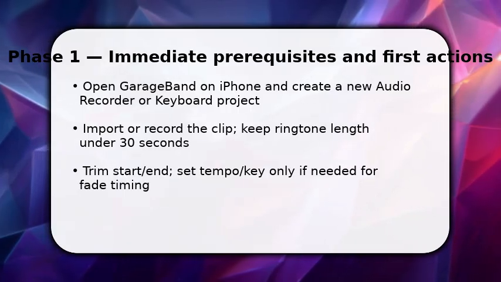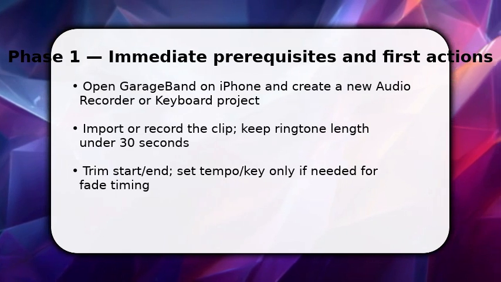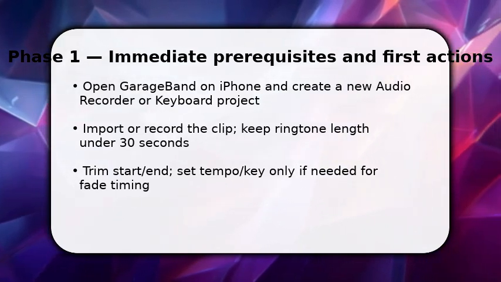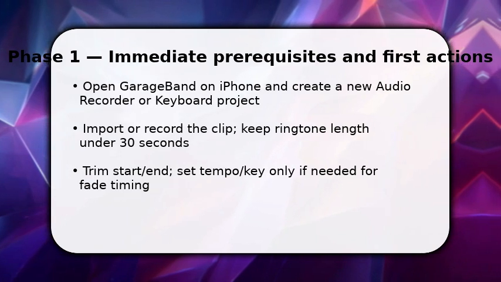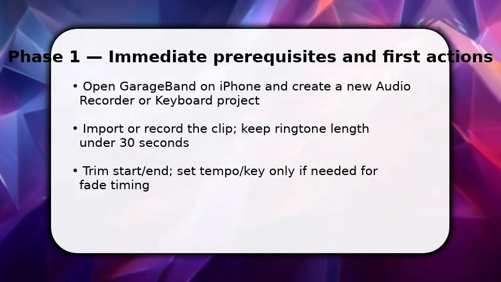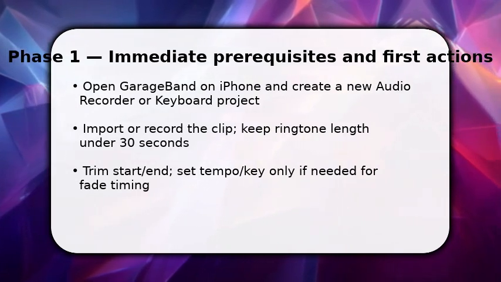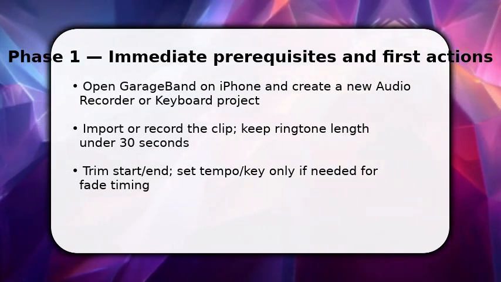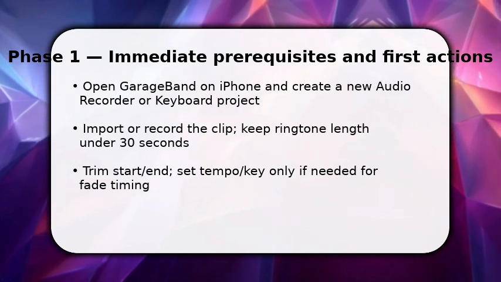You start inside GarageBand by creating a new project and importing or recording the sound you want. Keep your target under 30 seconds since iPhone ringtones must be short. Once you have the clip, tap and use the trim handles to remove silence. Make sure critical beats sit inside the range so nothing gets cut.